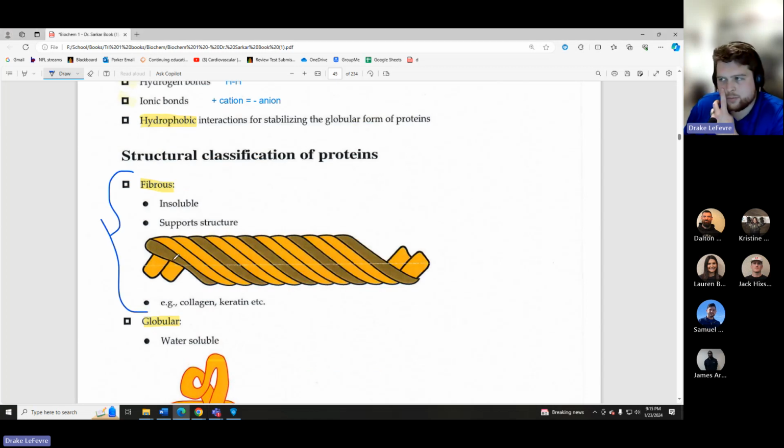Think about grass. If you put grass into a glass of water, it just sits there. You can mix it as much as you want, the grass isn't going to dissolve into the liquid. So that's what it means when it talks about fibrous. It's insoluble, and its job is to support structures.